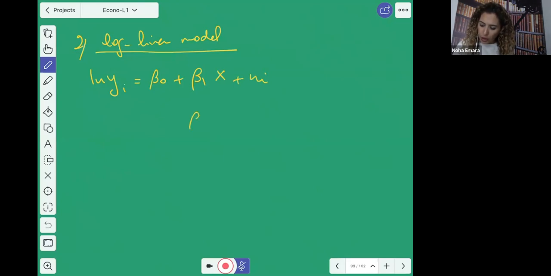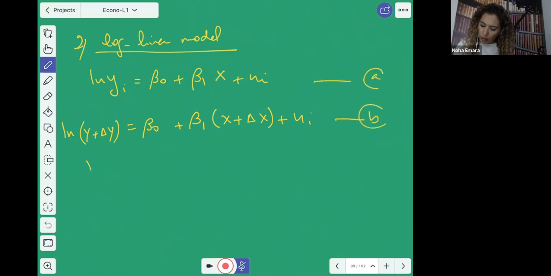So for any change in x, so beta 1, if x changes, then y is going to also change, right? So it's going to be the log of y plus the change in y. Now, again, this is A and this is B. So B minus A to get the percentage change in y.